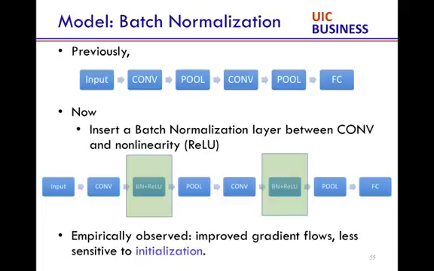So all you're doing is just this. You add these two, and these are still differentiable functions, so you can do backprop. It's empirically observed that it improves the gradient flow and it's less sensitive to initialization. So even if you have slightly bad initial weights that you start gradient descent with, having batch normalization helps. This is a somewhat new technique that came up after 2014.